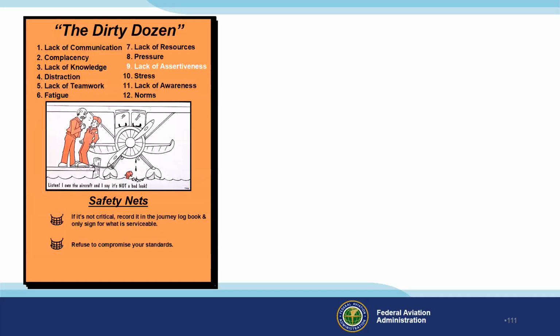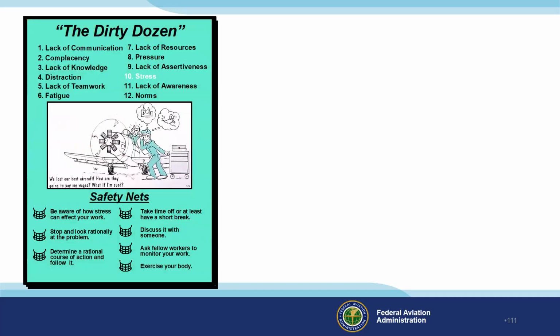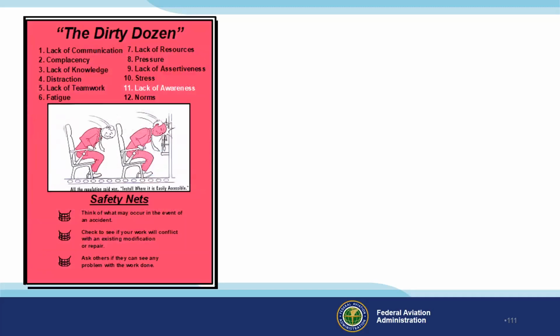Lack of assertiveness. Well, when an owner or a boss is telling you they own the aircraft and I say it's not a bad leak. Well, who's signing on the bottom line? Who's responsible? Stress, all these things really add up to stress. There could be stress at home too, causing problems. Lack of awareness. All the regulation says was install it where it's easily accessible.